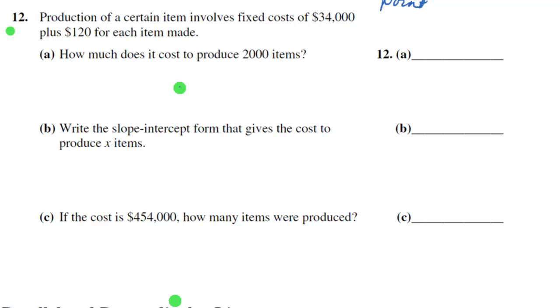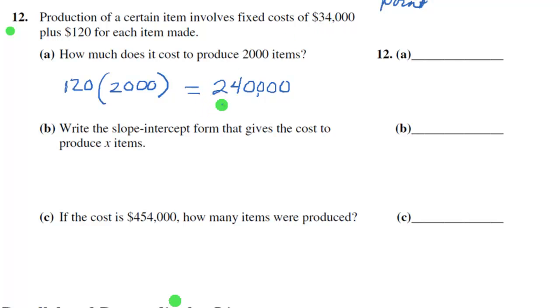Well, we know that for each item, it costs $120. Maybe that might be materials, who knows. And so you're going to multiply, because we need to figure out how much total. We're going to multiply $120 times the 2,000 items we have, and that's going to give us $240,000 there just to produce those.